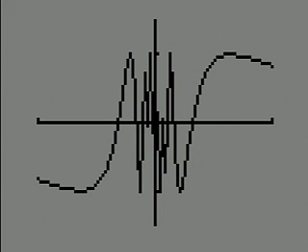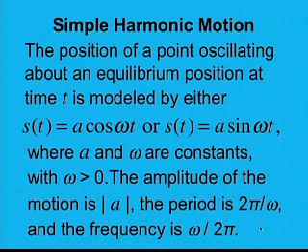So now, let's look at the formal definition of simple harmonic motion. The position of a point oscillating about an equilibrium position at time t is modeled by either S of t equals a cosine of omega t, or S of t equals a sine omega t, where a and omega are constants, with omega being positive. The amplitude of the motion is the absolute value of a. The period is 2 pi divided by omega, and the frequency is defined to be the reciprocal of the period, that is, omega over 2 pi.